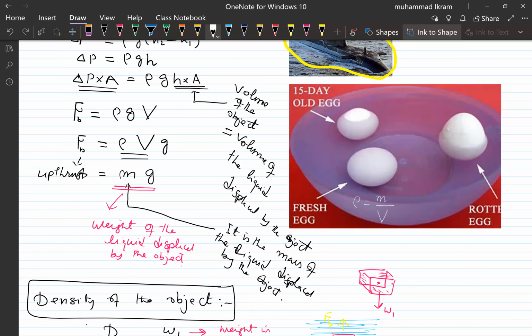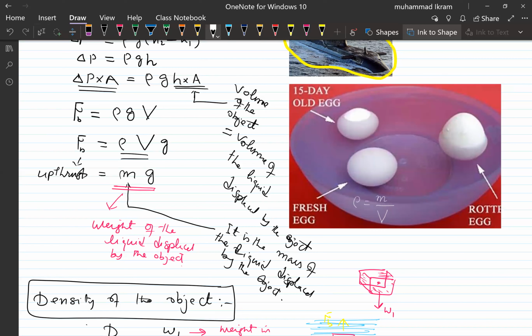Another reason could be that when eggs become rotten, hydrogen sulfide gas is produced, right? When you smell it, it smells very bad. That gas is lighter, its density is lighter than the density of the water, and therefore it floats or rises.